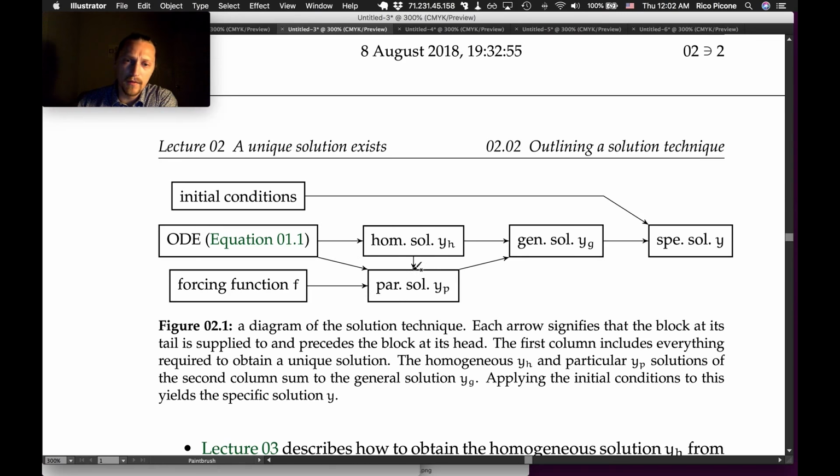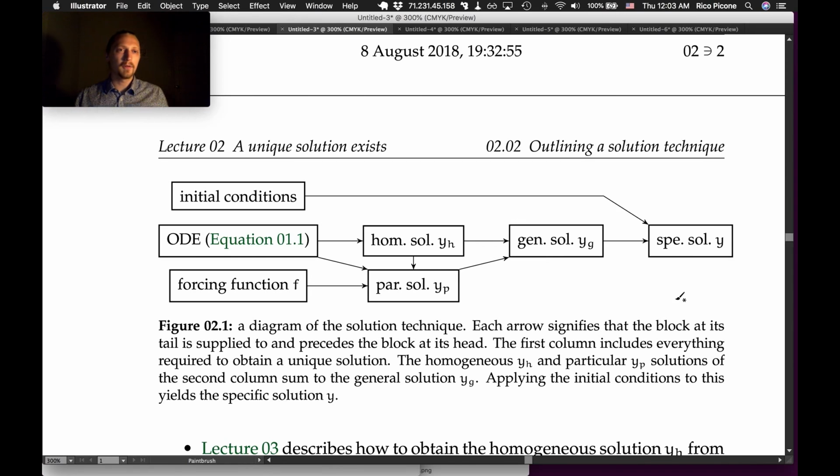Then, once you have those two, they sum to give you the general solution. Finally, to get the specific solution, you have to bring in your initial conditions as well, and with the general solution and the initial conditions, you have the specific solution. You're done. So that's the whole thing.